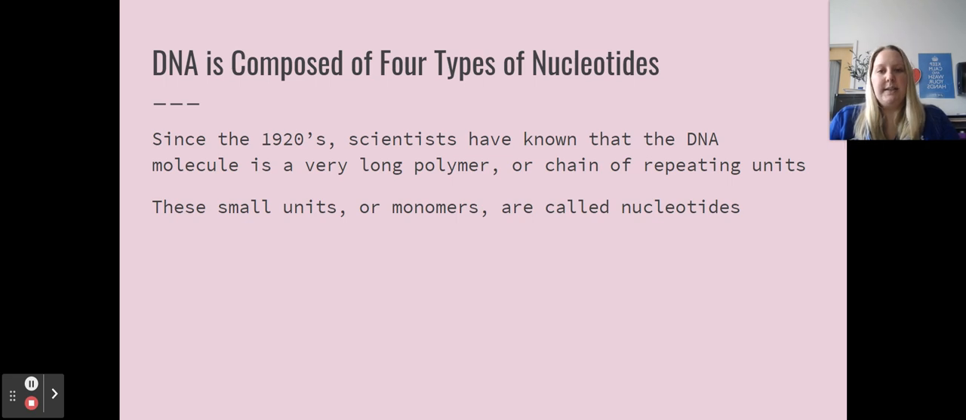In the 1920s, scientists had come to know that DNA was a very long polymer, or chain of repeating units. These small units or monomers are called nucleotides. There are 4 separate nucleotides that make up DNA.